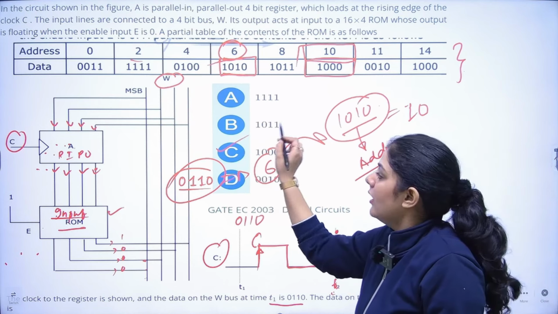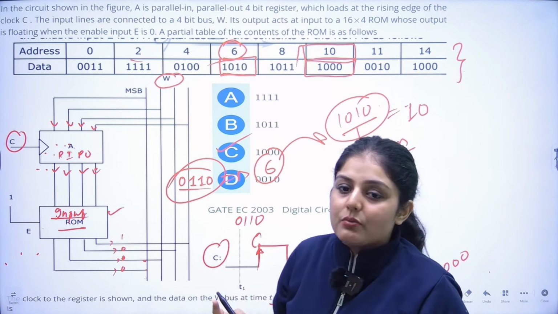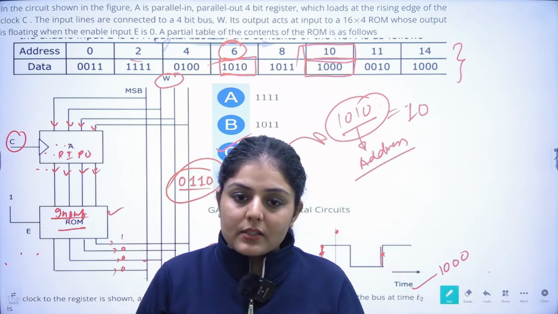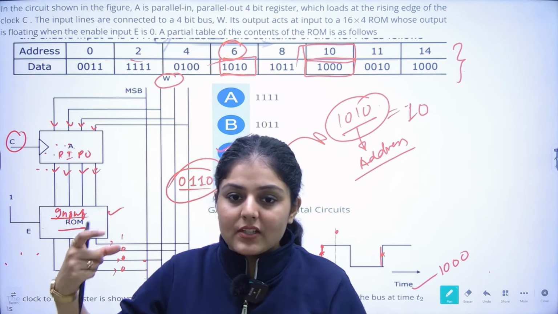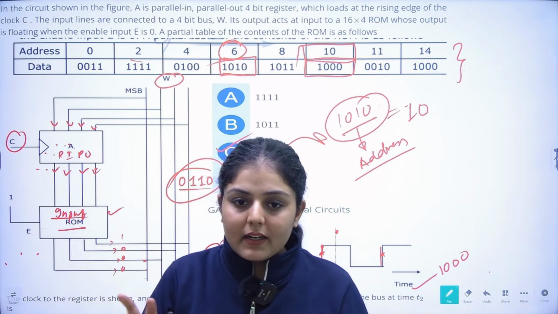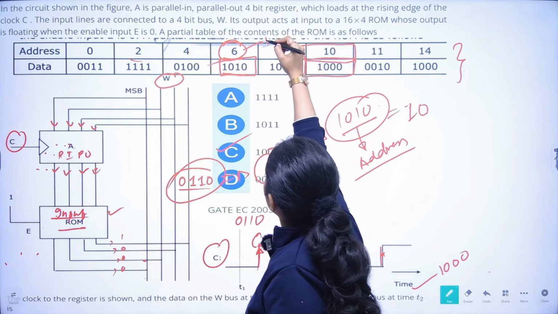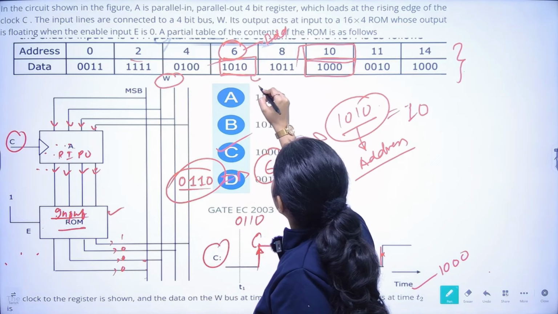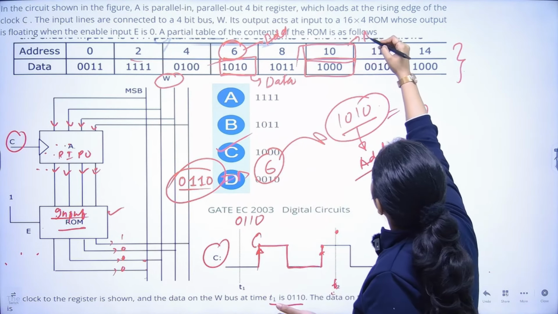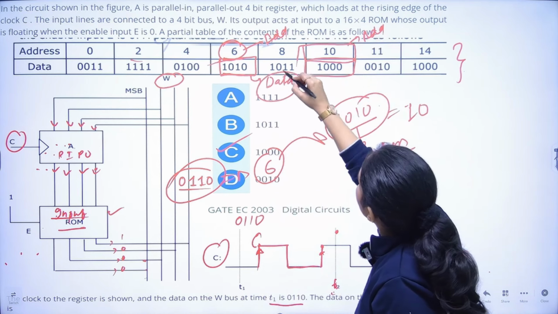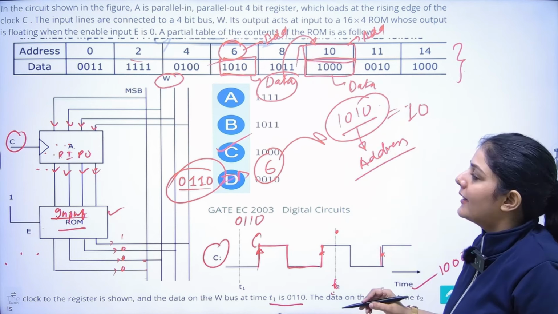Which option is correct? So option C will be your correct option. This is how the memories work, right? The data inside the bus will become the address and we will get the next data from the particular address. So at the T1 cycle, this was the address and this was the data. Now at T2 this will become the address and this will become the data. Like this it will work.